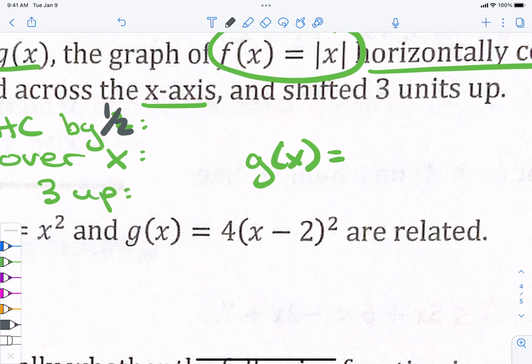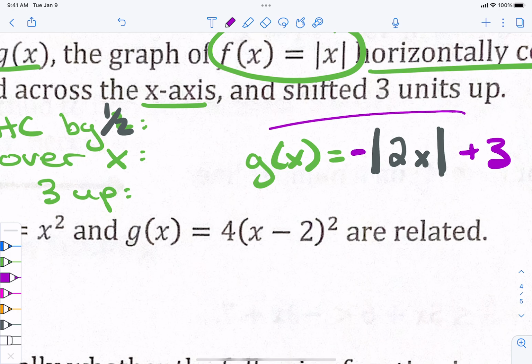Okay, so my absolute value, what does it look like now? The absolute value of 2x. The horizontal compression by 2 just does that 2 there, okay? What does the over x do? Makes a negative out front. What's the up 3? Plus 3. Is that everything? Yep. We got it all? That's what your new function looks like.